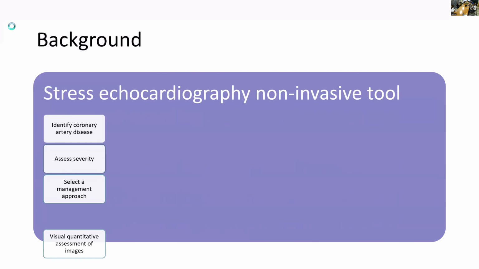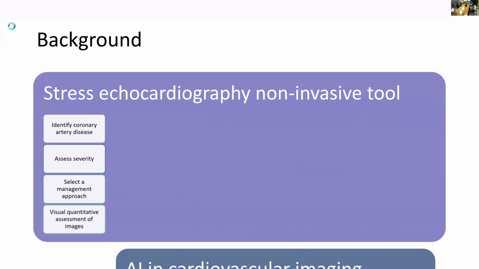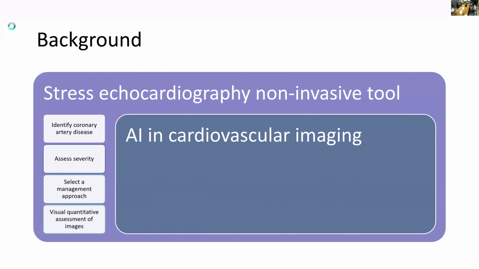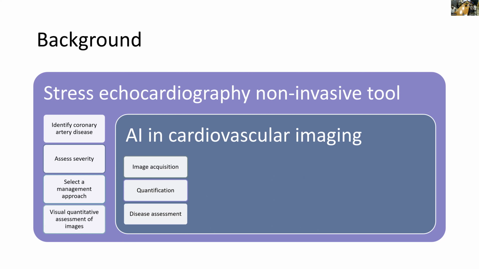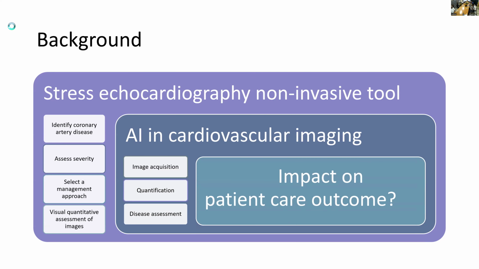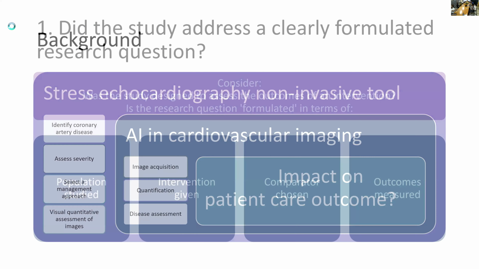So the background here is stress echo, as we know, is a non-invasive tool to identify coronary artery disease, assess the severity, and select the management approach, and it depends on visual quantitative assessment of the image. You look at the image and you decide. Now, what is the role of AI in cardiovascular imaging? It helps in acquiring good images, quantification, like some measurements can be done, and disease assessment. But does this impact patient care outcomes is what the authors wanted to look at.